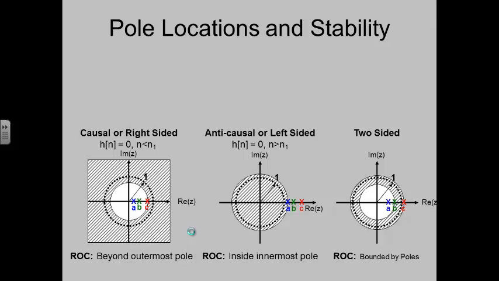And probably nobody told you that, but we had the same criterion back in H of S days. The smallest pole defined the edge of the region of convergence, and the region of convergence had to include the j omega axis for a stable system. We had the same criterion there that we have here. Just the thing that was the j omega axis there is the unit circle here.